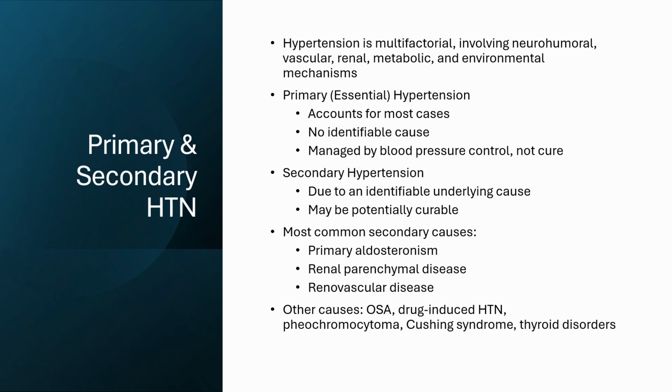Hypertension's pathophysiology is multifactorial. Most hypertension cases are of unknown pathophysiological etiology, referred to as essential or primary hypertension, which is treated by controlling blood pressure levels. Secondary hypertension has identifiable causes that, when accurately diagnosed, can lead to actual curing of the condition. The most common causes of secondary hypertension are primary aldosteronism, renal parenchymal disease, and renal vascular disease. Other causes include obstructive sleep apnea, drug-induced hypertension, pheochromocytoma, Cushing syndrome, and thyroid disorders.